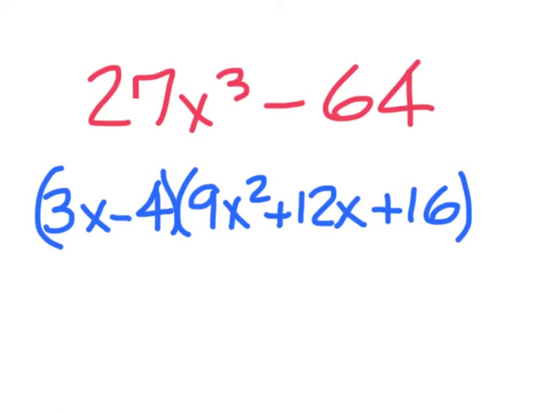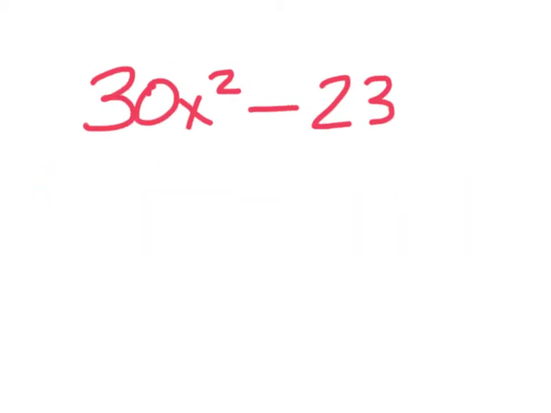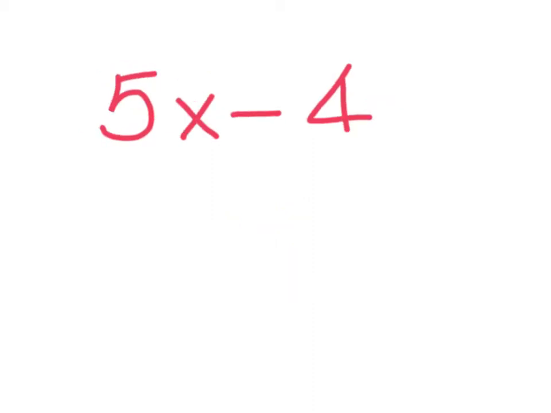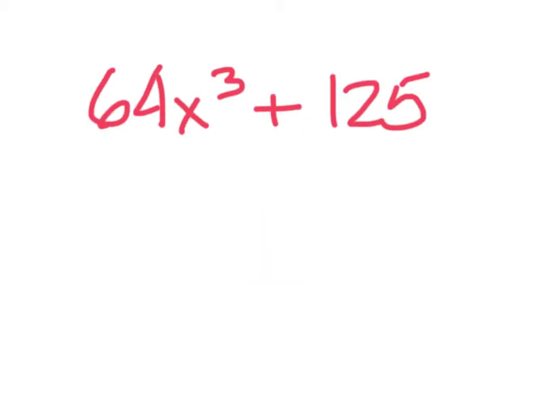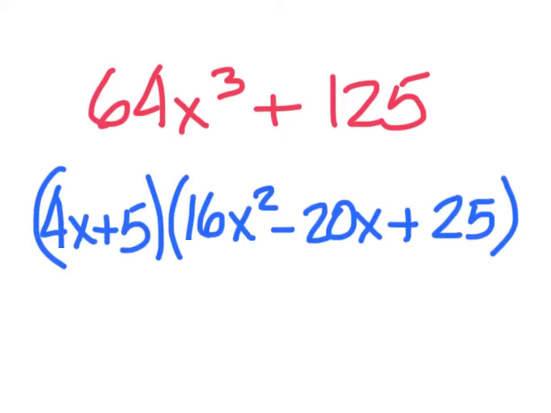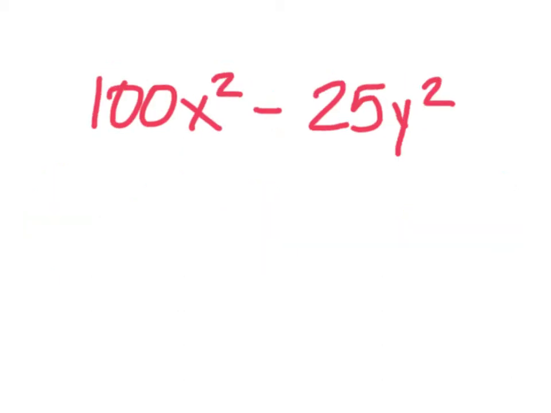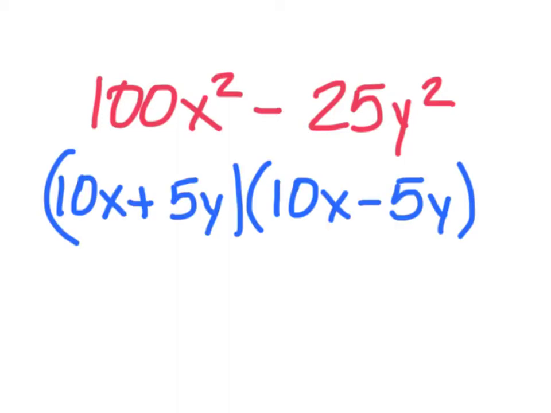What about this one? Not factorable. This one. Can't factor anything out of it. What about this one? Sum of 2 cubes, and there's the factorization for it. What about this one? Not factorable. No, it's factorable. It is the difference of 2 squares. What about this one? Difference of 2 squares.